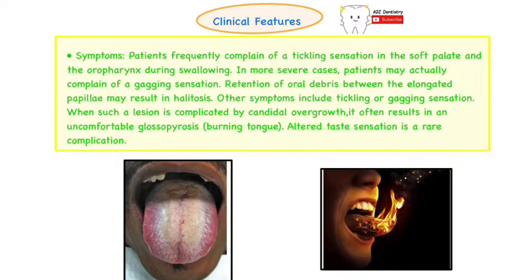And when such a lesion becomes complicated with a secondary candidal overgrowth, when Candida albicans superinfects such a lesion, there is a burning sensation. Now this is also known as glossopyrosis.